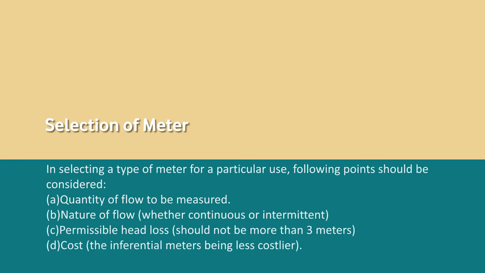Selection of meter. In selecting a type of meter for a particular use, the following points should be considered. First, quantity of flow to be measured. Second, nature of the flow, whether continuous or intermittent. Third, permissible head loss. Fourth, cost.